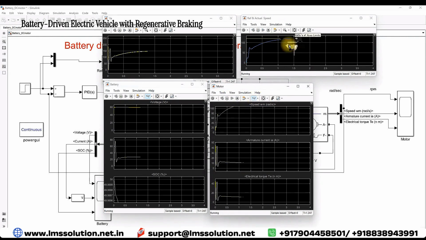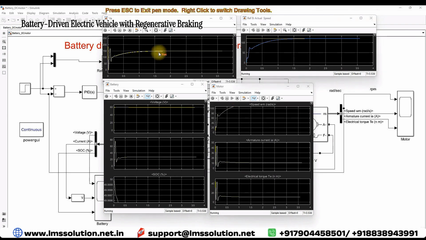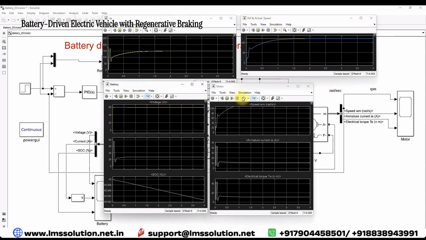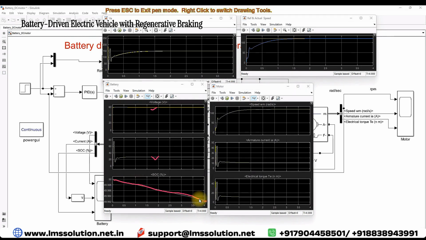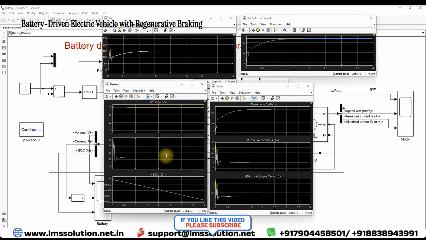Now we can see the reference speed. Here we have fixed it at 120, so it will track that reference speed after 1.5 seconds. The voltage across the DC machine is around 150 volts. Here you can see the battery voltage, battery current, and the battery SOC. The battery SOC keeps on decreasing because the battery is supplying power to the electric motor. The current taken from the battery is around 27.5 amps, and you can see the speed of the machine is maintained at 120 radian per second, and the torque of the machine is maintained at 10 Newton meter, because the load torque is fixed at 10 Newton meter.